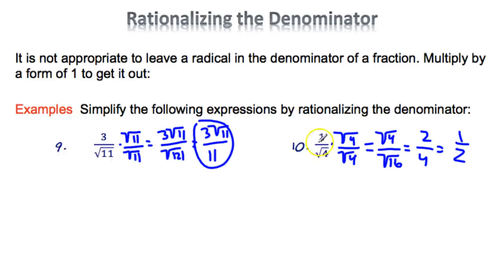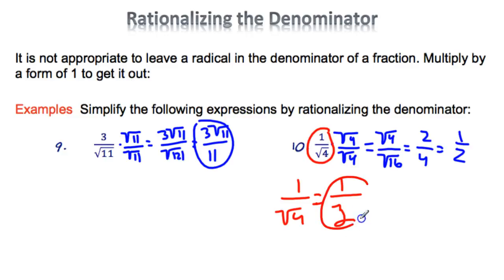But there's a shortcut. If you look at this first part, 1 over radical 4, you know this equals 2 on the bottom, right? Radical 4 equals 2. So I can just say 1 divided by 2. Bam. If the bottom's a perfect square, just change it. Don't do all the steps. Do it that way. It's much easier. All right. Moving on.